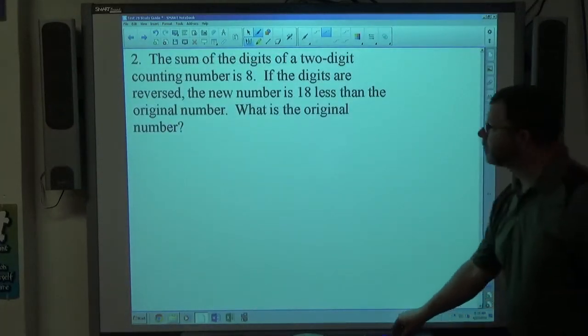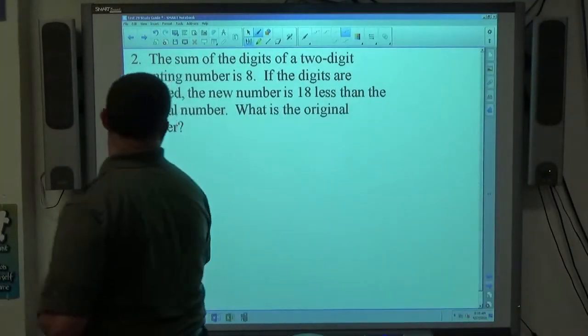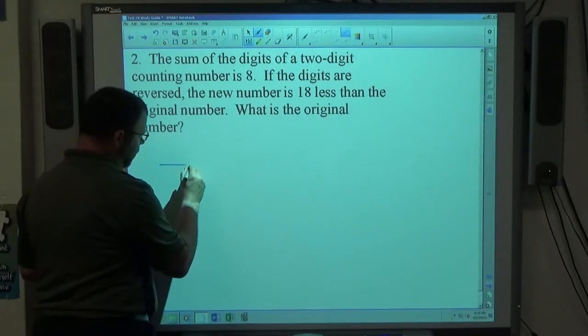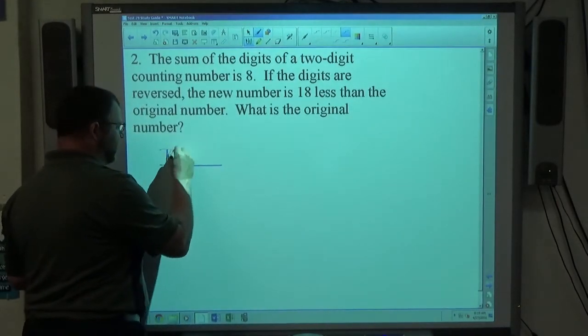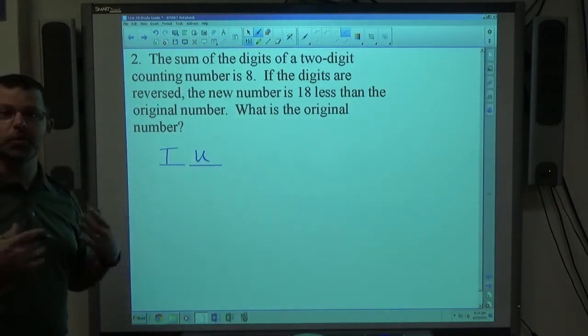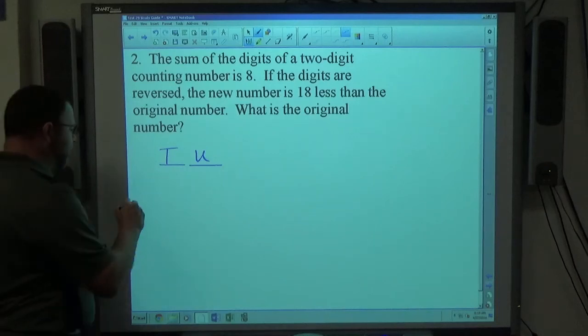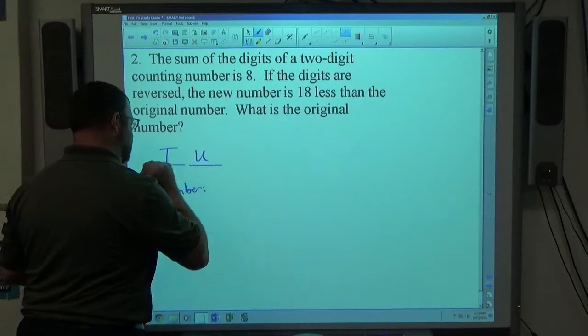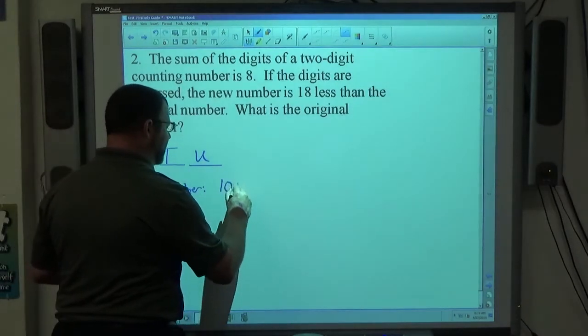Number 2, the sum of the digits of a 2-digit counting number is 8. Okay, so let's start off with this. The 2-digit counting number is going to be structured in this manner. Some tens digit plus some units digit. So the digits are t and u. If they're talking about the digits, we're just going to use t and u. If they're talking about the number, it is going to be 10t plus u.